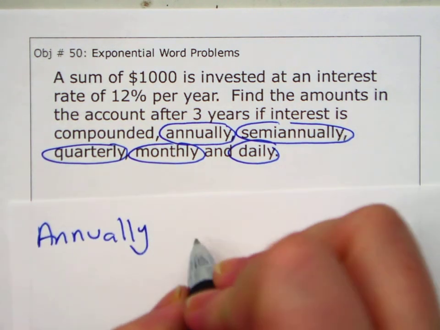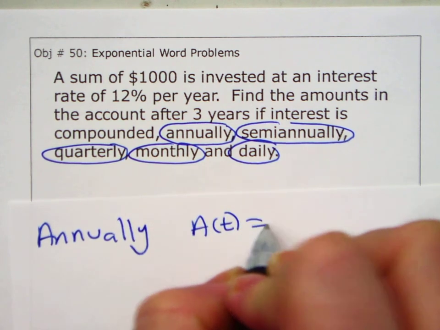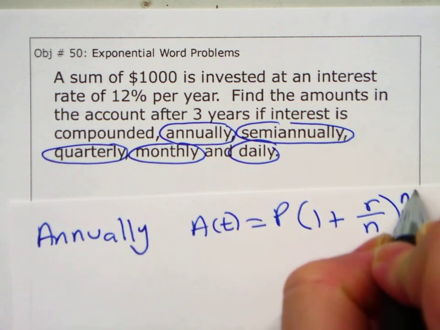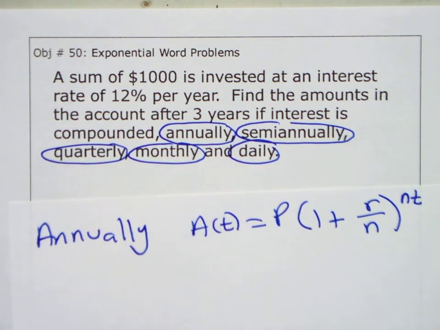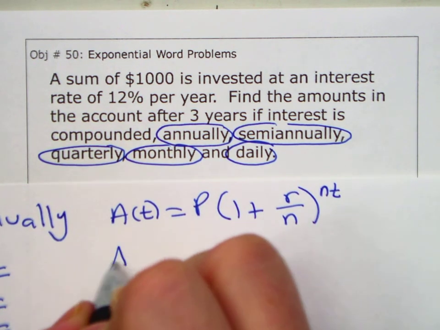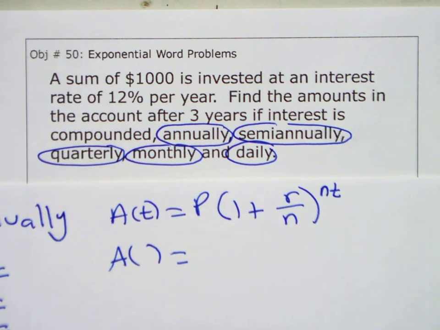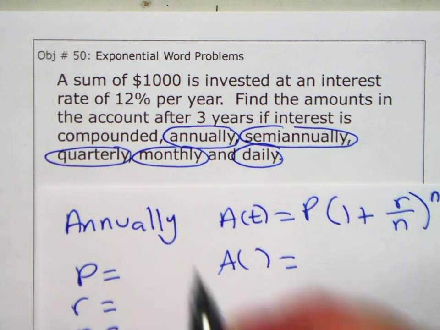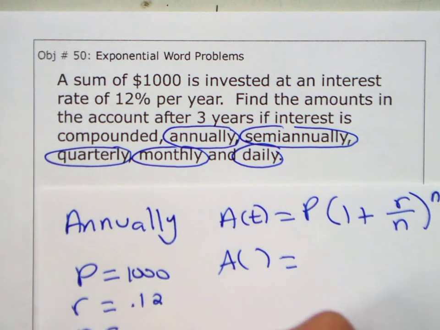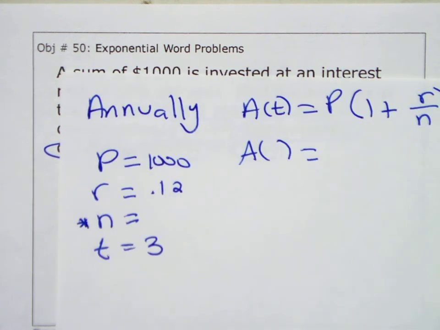So we have our A of t equals P times 1 plus r over n to the nt. What do we know in this problem? P, r, n, and t. We're looking for A of t in all of these. Your P is 1,000, that didn't change. r is 0.12, t is 3. The only thing that's going to change is your n in this problem.